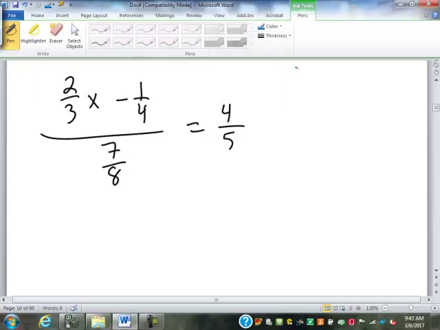So what is the first thing that should be done? Now notice there's nothing outside the fraction bar here. So the last thing that was done building this equation is dividing by the 7/8. So when we go to solve this, what is the first thing we have to do? Multiply by 7/8.